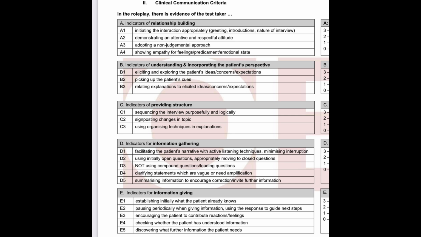Indicators for information gathering: facilitating the patient's narrative with active listening techniques, minimizing interruption. You should not interrupt the patient while they are telling you something. Using initially open questions, appropriately moving to closed questions. So the first question can be, tell me more about how you feel, and then maybe you can move on to, how long have you been feeling this way?